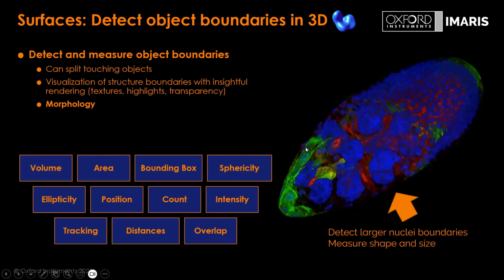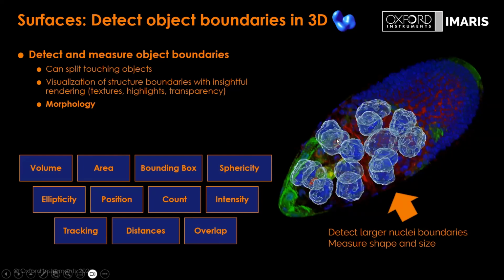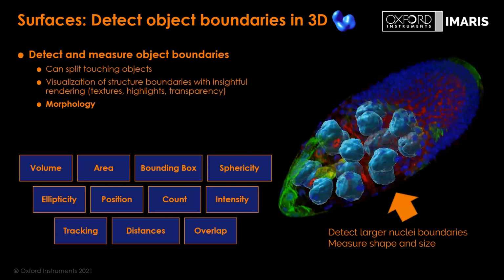So now this researcher wants to detect larger nuclei boundaries and measure shape and size. So for those larger nuclei, we want to get the actual shape and size. So we place a surface. You see now it's not a sphere anymore, it's the actual surface. And we measure shape and size, meaning the volume, surface area, how round each of those nuclei is, like the sphericity. And this is what we can do with the surfaces.